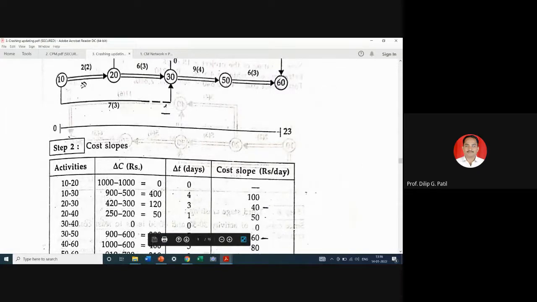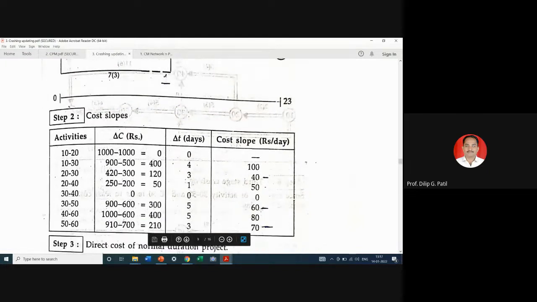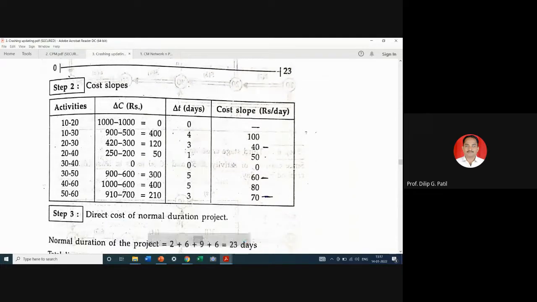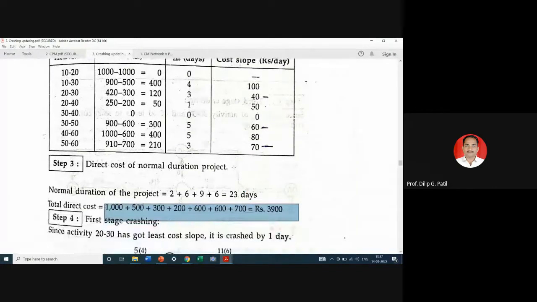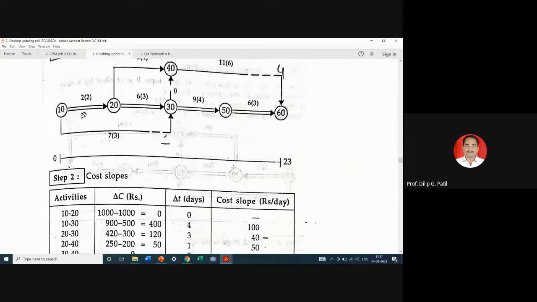10, 20, 0, then 20, 30, 40, 30, 50, 60, and 50, 60 is 70. So 10, 20 has zero cost loop. So I think they will prefer to crash 10, 20 first, or we will see what are the conditions. 10, 20.